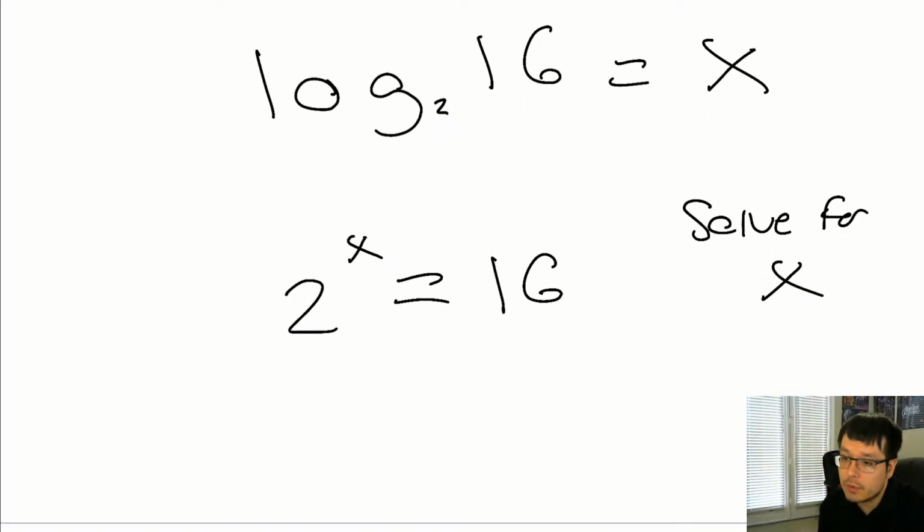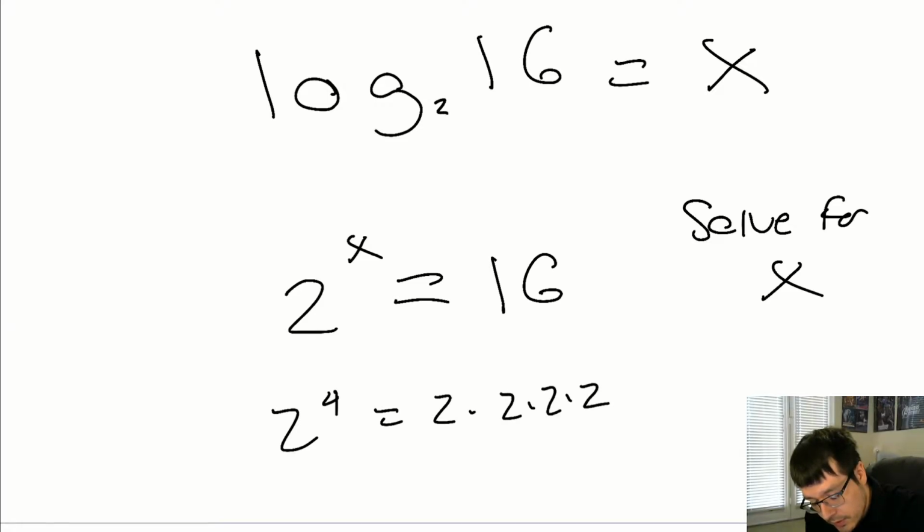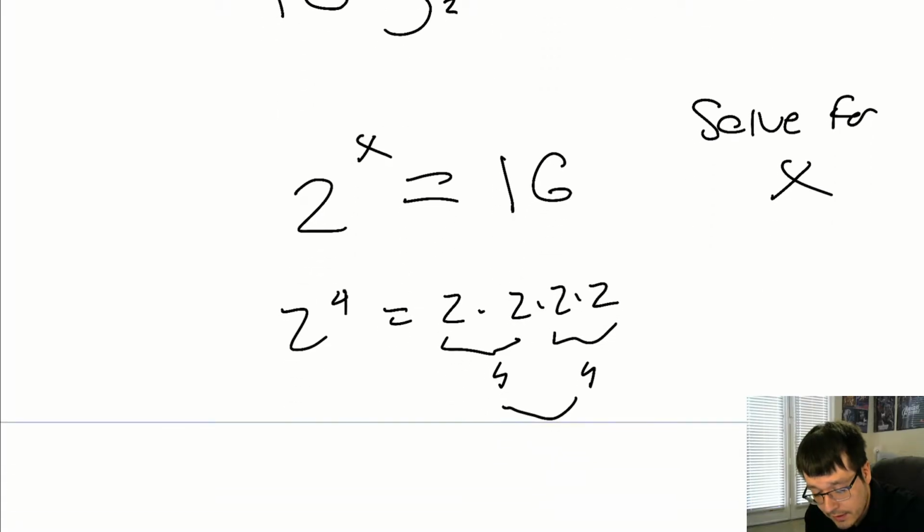And so again, this one's going to be 4, okay? Because 2 to the 4 is equal to 2 times 2 times 2 times 2, which is 4 times 4, and that's 16, okay?